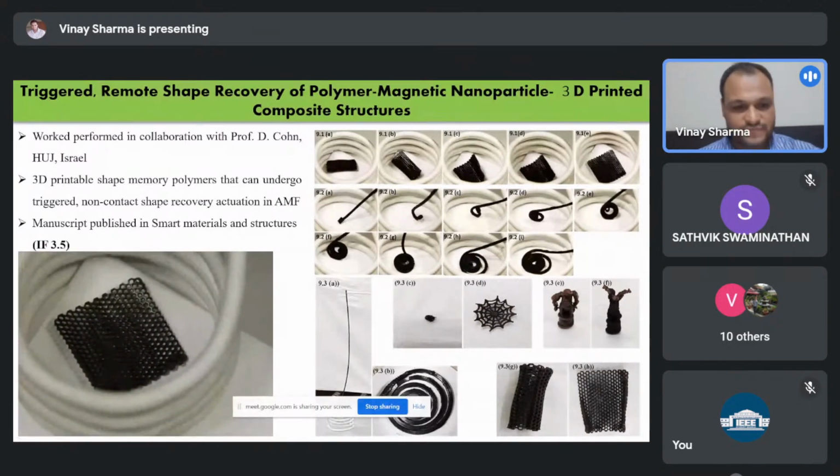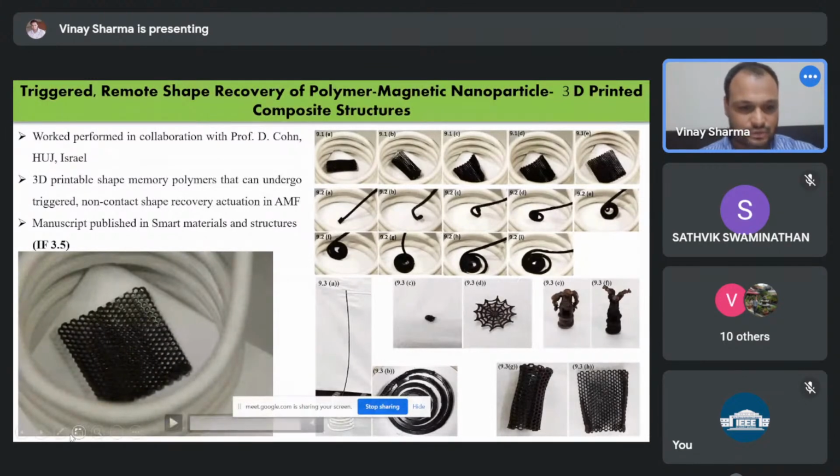So what we have seen here, let's see this one. This is the same sheet, which is folded, and with magnetic field application, it opens up. Similarly, in the second one, there is a long wire, something like this, and over time it winds up. One more example, you see this spider. This is a spider web, and over time, within a few seconds, up to 160 seconds, it opens up fully.